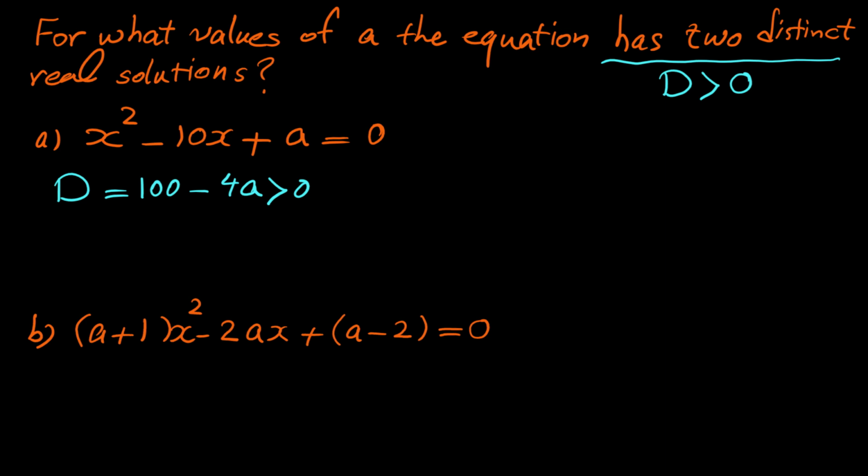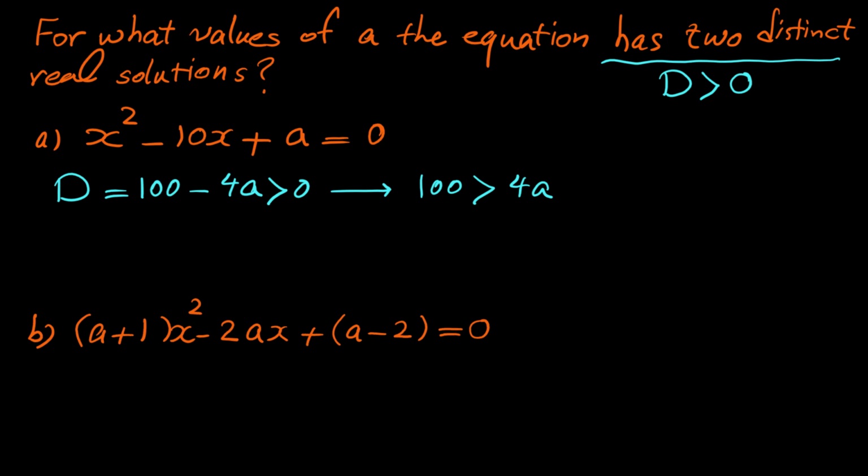Here we have an inequality and we have to solve this inequality. 100 minus 4a is greater than 0 and we want to solve this for a. Attention, this is an inequality. To solve this inequality, we can move negative 4a to the other side, or basically we can add 4a to both sides. Then we have 100 greater than 4a.